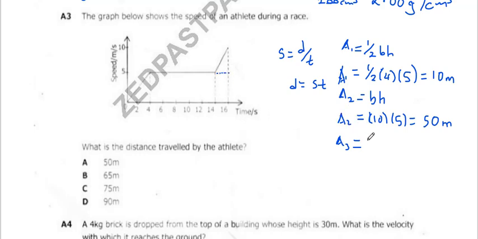So to find the area of the triangle, what is our base there? It is from 16 to 14, which is 2. So we'll have half multiplied by 2, multiplied by what is our height, from 5 to 10, which is 5. And this gives us 10 multiplied by half gives us 5 meters.